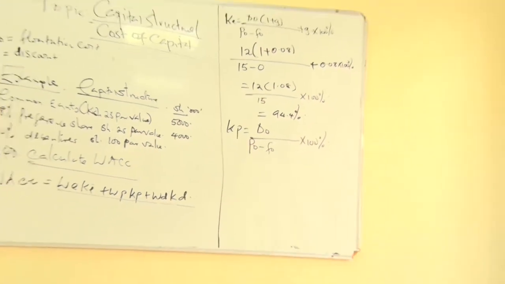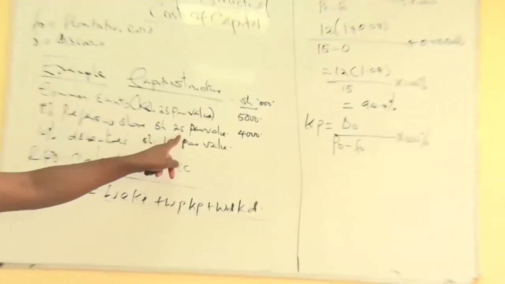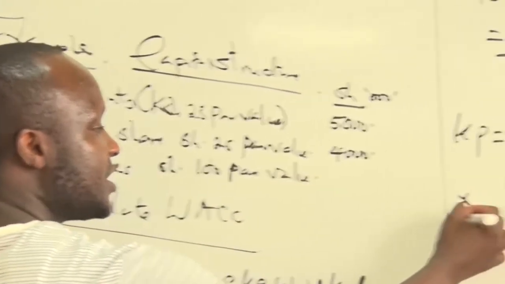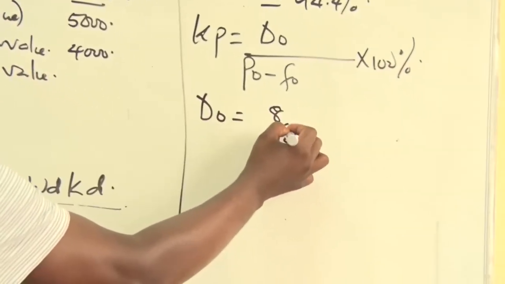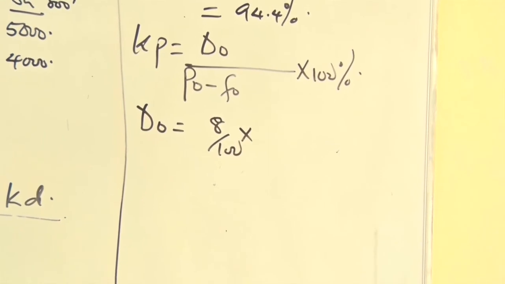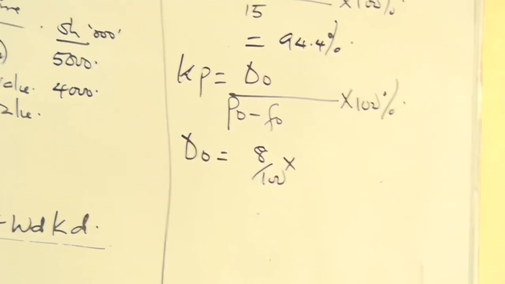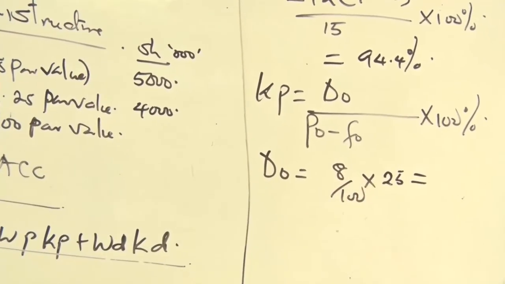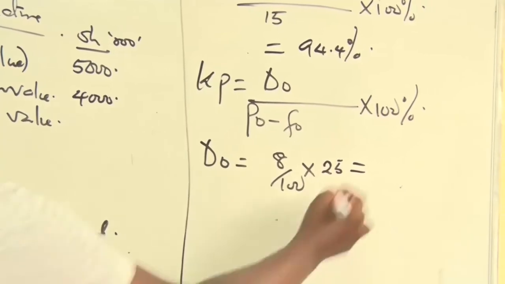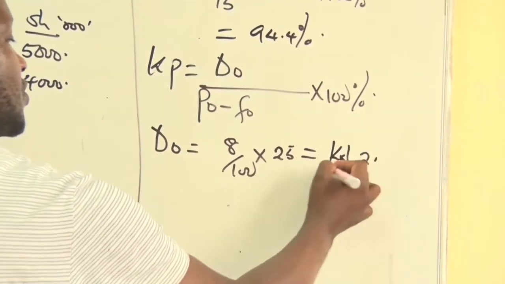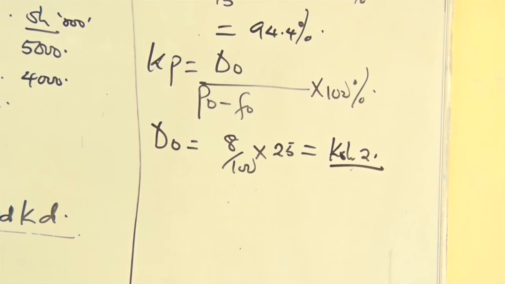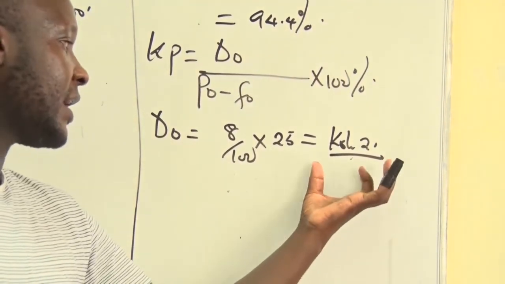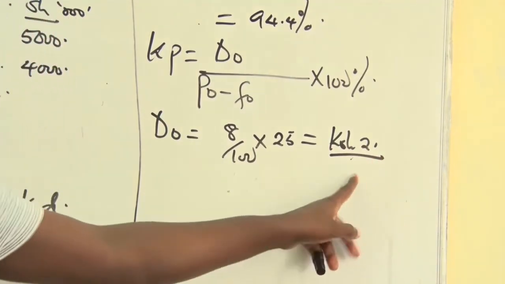They are saying 8% preference share of shillings 25 par value. This is the dividend. Now you need to get the DO, which is 8 over 100 times the par value per share, which is 25. If you get 8% of that, your dividend becomes Kenya shillings 2. I'm converting 8% to a money value, so per share it will earn 2 shillings. That's the first thing you do.